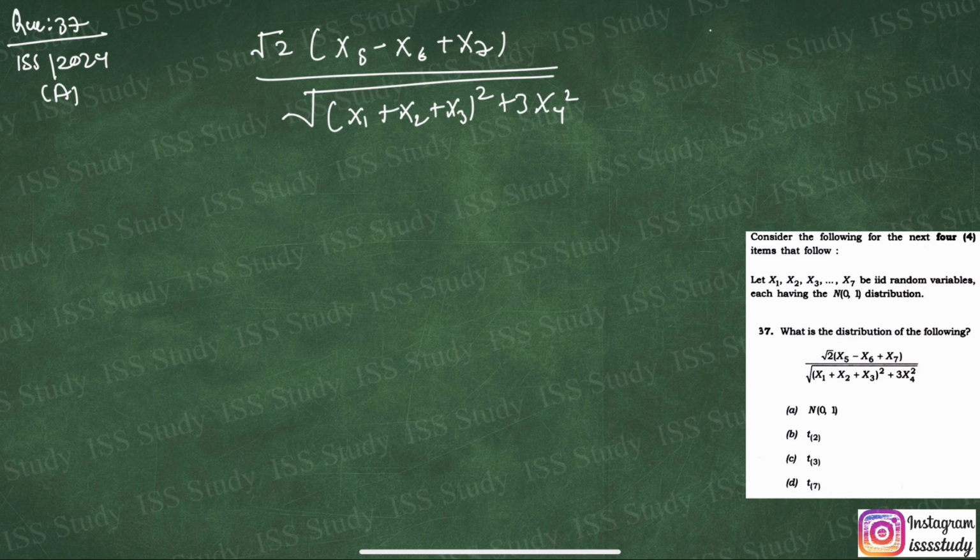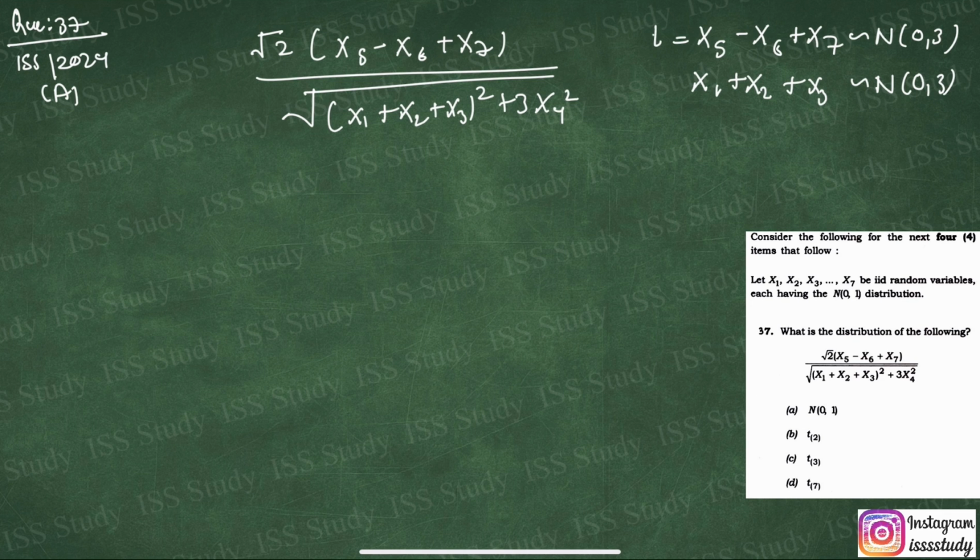Now from this, we can easily write that X5 minus X6 plus X7 follows a normal distribution with mean 0 and variance 3, and we can also write that X1 plus X2 plus X3 also follows a normal distribution with mean 0 and variance 3. Now we are going to rearrange it. I'm also giving it a new notation: suppose this is represented by t and this is represented by t dash. I'm going to treat t as the standard normal variate, because this is the t written in the numerator. So I'm going to write t in its place, also subtracting 0.